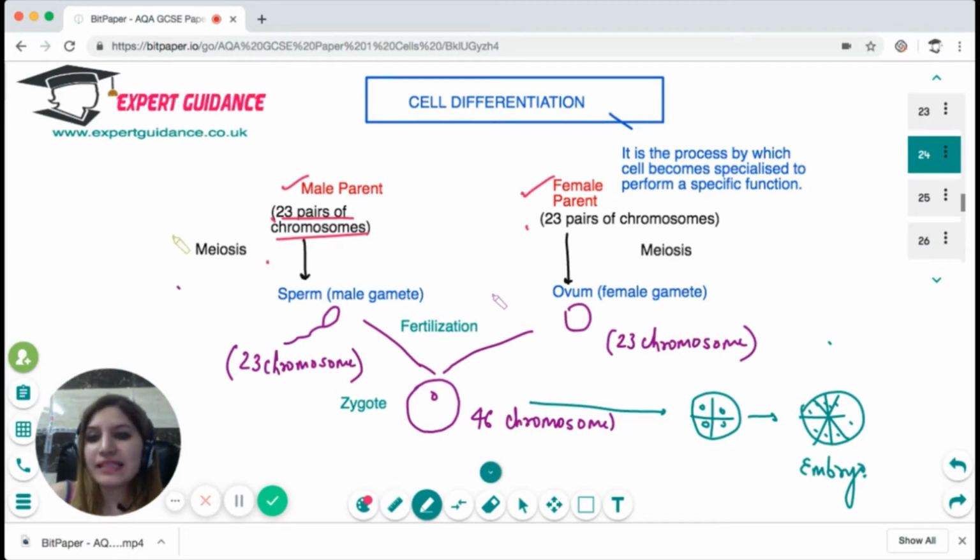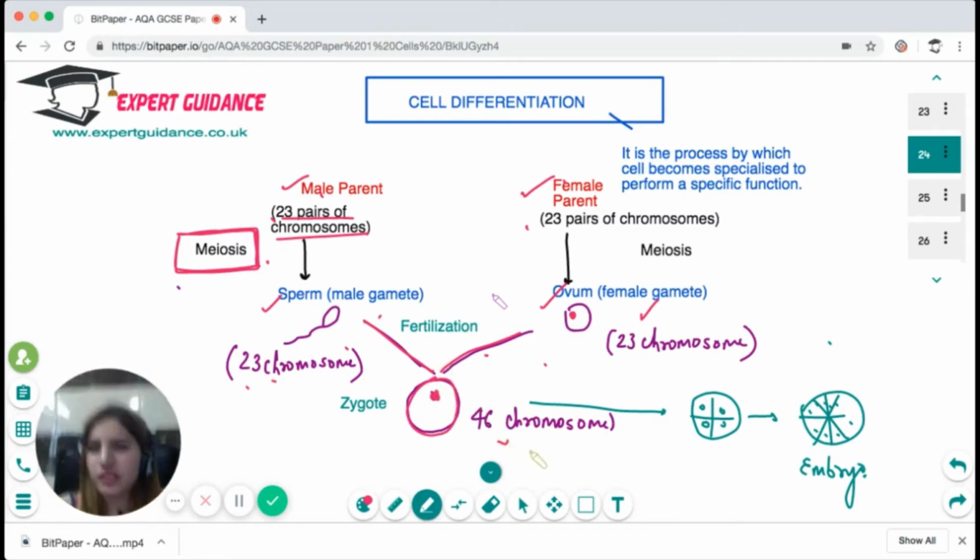Now, male and female cells undergo another division. We just saw mitosis. There's another division called meiosis, which produces half the number of chromosomes and is required to make the gametes. The male parent makes a sperm, or male gamete, and the female parent makes an ovum, or female gamete, and both have 23 chromosomes. During fertilization, they fuse to form a zygote, and this zygote now has 46 chromosomes, so the 46, or 23 pairs, number is restored.